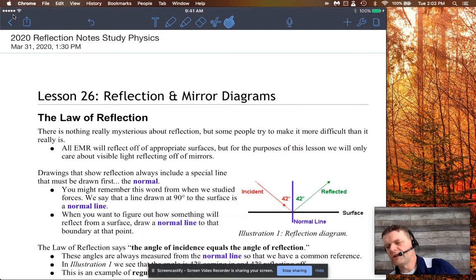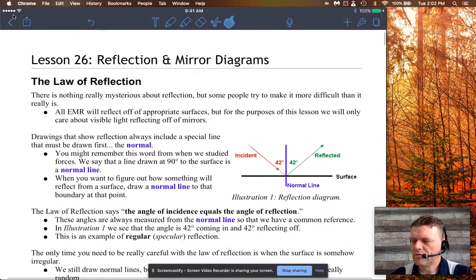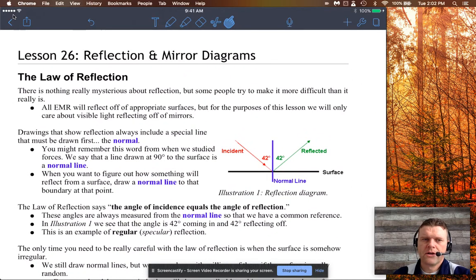Hello, Physics 30s. I want to just review with you in this video the principles of reflection and also what we call the mirror and lens equations. Reflection is actually fairly straightforward when it comes to looking at the angles. As you can see here, I'm just going to highlight the parts.